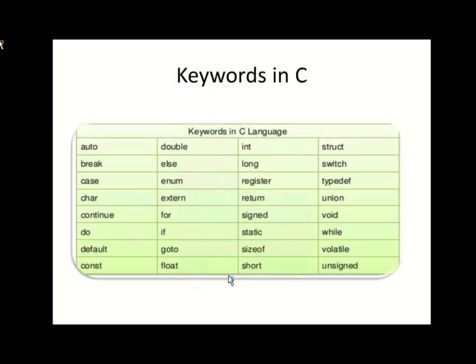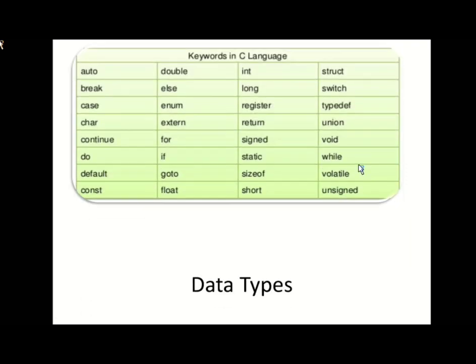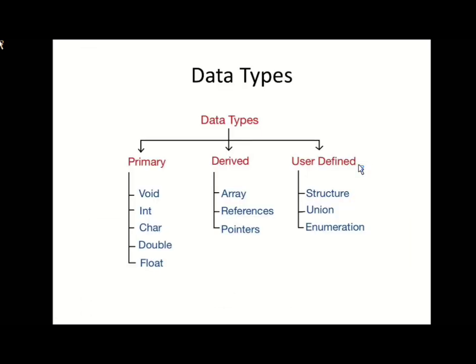Now let's see what keywords are present in the C language. There are a total of 32 keywords in C. These are auto, break, case, char, continue, default, const, double, else, enum, extern, and so on till unsigned. So there are 32 keywords in C. These are the reserved words.